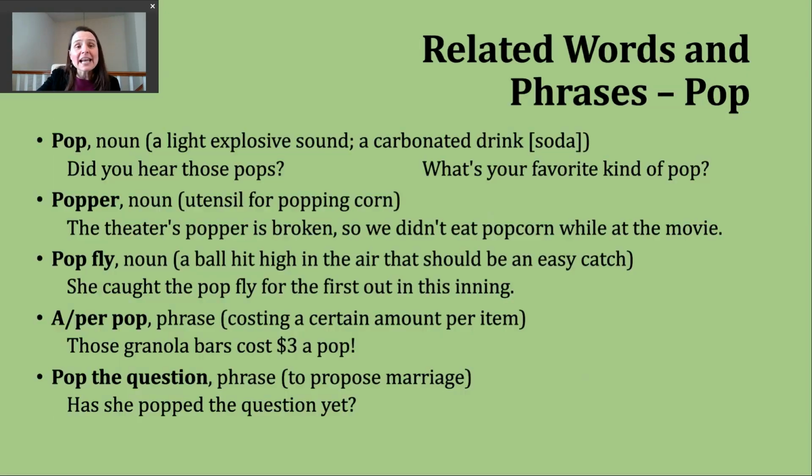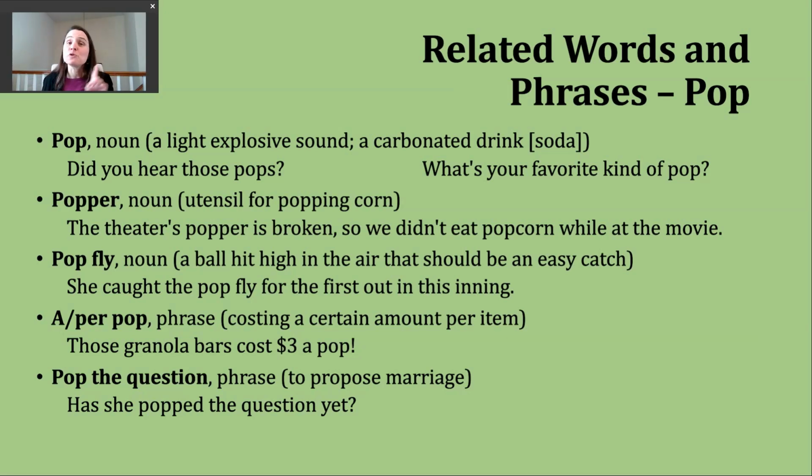Let's continue looking at some words and phrases that are related to our verb of the day, pop. The first word we're going to look at is just the noun form of this word. So if I use pop as a noun, notice my pronunciation is exactly the same, the spelling is exactly the same. I could be referring to a light explosive sound. So an example of this, did you hear those pops? Right? Did you hear those sounds?